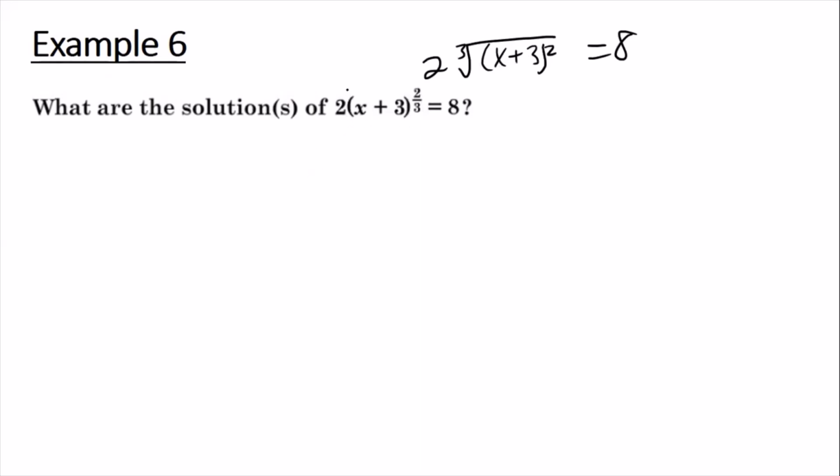So first thing is to get our rational exponent factor by itself. What do I need to do to get this by itself? Divide. So we're left with x plus 3 to the 2/3 equals 4.